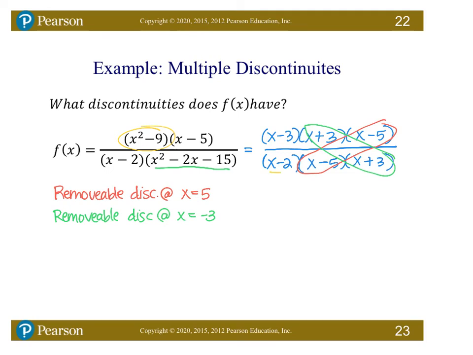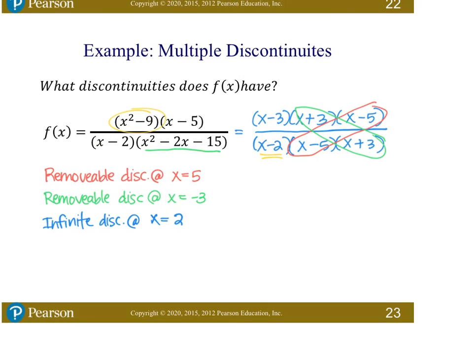I have x minus 2 left in my denominator. So that tells me I have a vertical asymptote, or let's say it's an infinite discontinuity, at x is 2. And remember, the x minus 3 doesn't really tell us anything about a discontinuity. But now I could graph this if I knew something about the limits. So now I want to find the limit at all three of these discontinuous places.